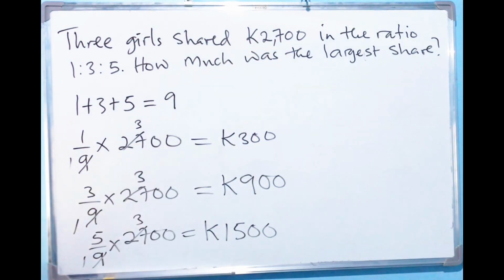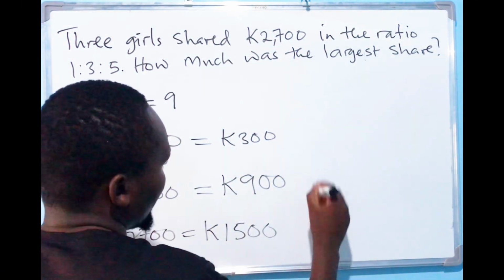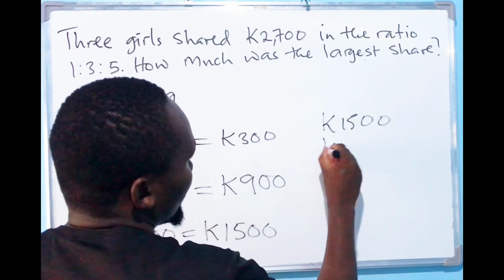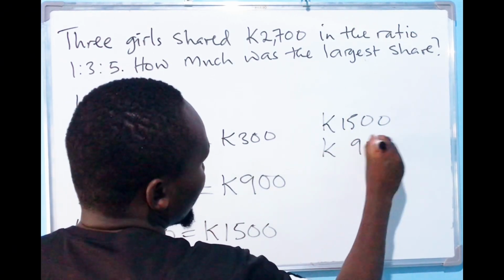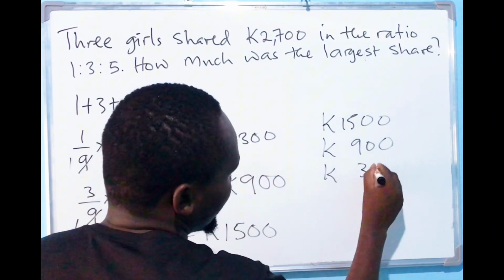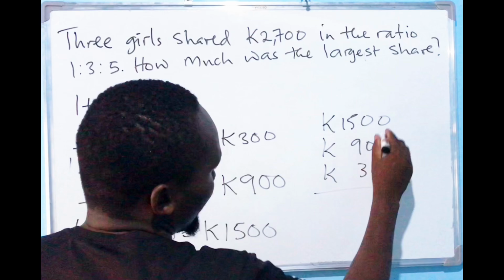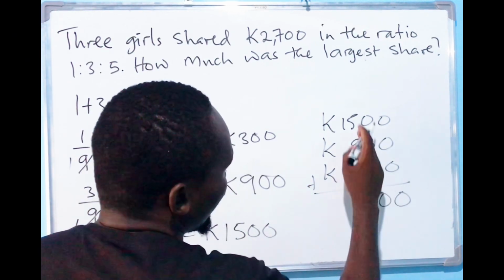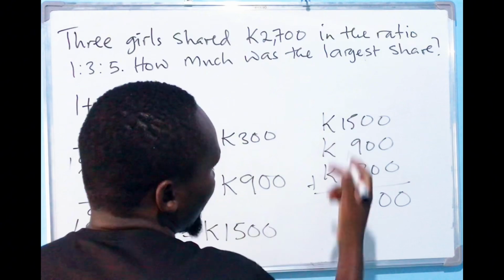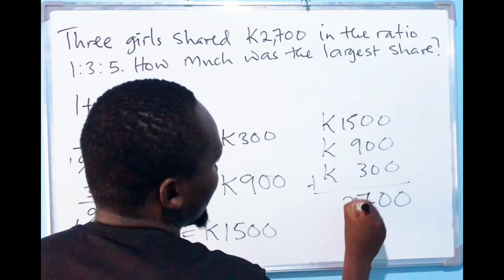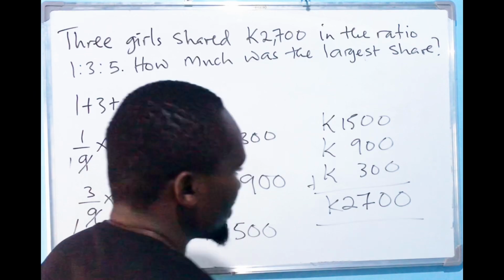Let's try to add these, and it should give us back 2,700. So we're going to say 1,500, then we also add 900, then we also add the 300 kwacha. Then we can do the addition. 0, we get 0 here. Then here we'll get 12. 12 plus 5, that's 17. So that's 7. Okay, so it's 2,700.